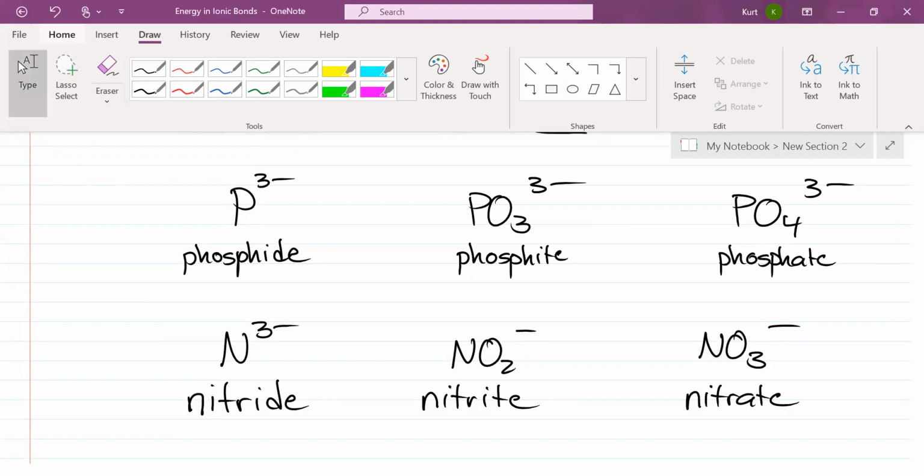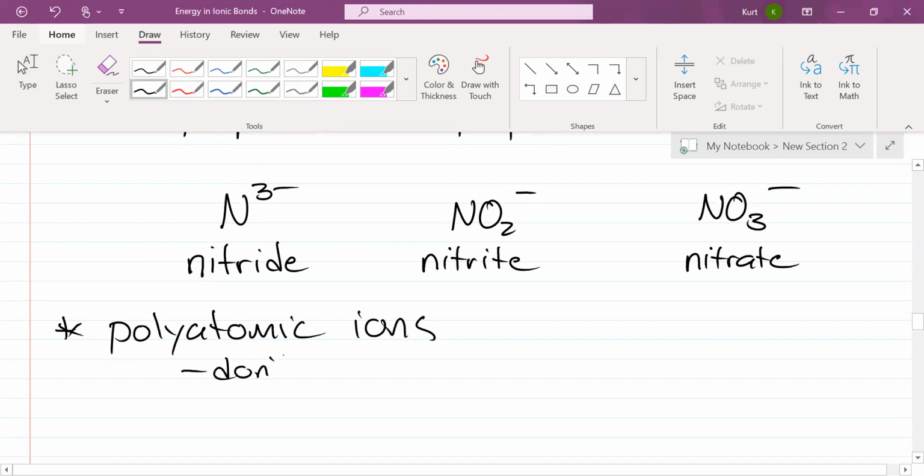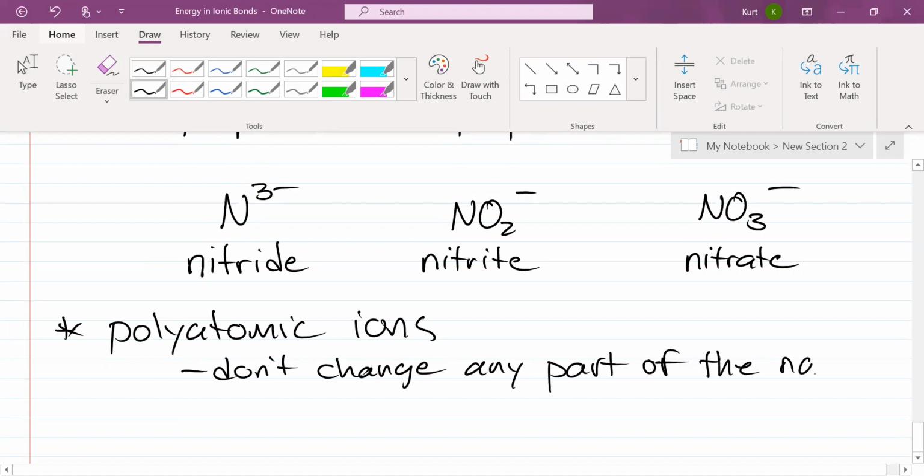All right, and last thing I'll put for today, polyatomic ions. You know, the hydroxides, the phosphates, the ammoniums. Don't change any part of the name, period. If it's phosphate, leave it phosphate. If it's ammonium, leave it ammonium. If it's nitrate, leave it as nitrate. That's it. You don't need to change any part.